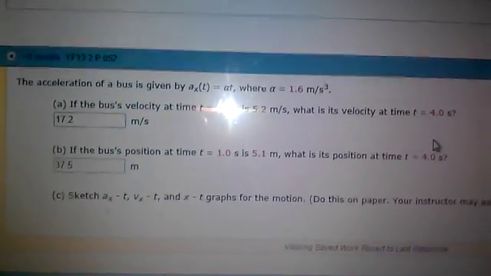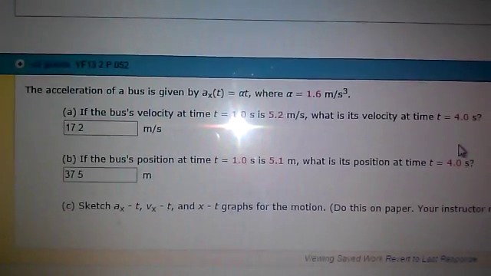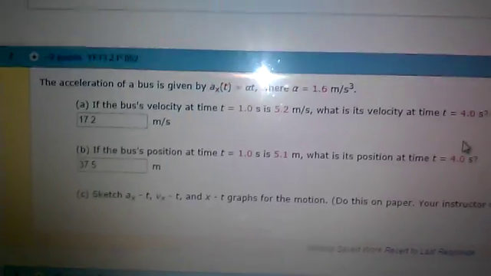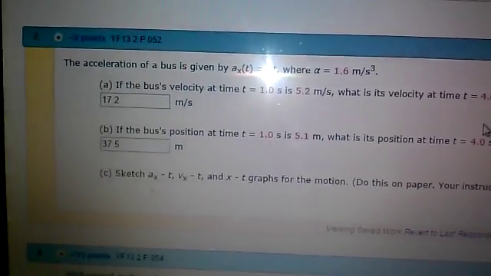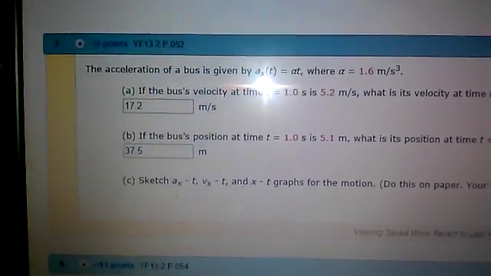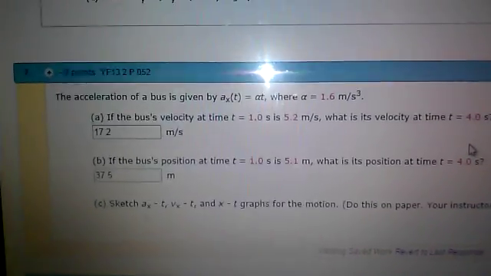Patel, and I am in Physics 223, and I will be talking about Homework 2 Problem 7, which is about the acceleration of a bus. We were given a function and the rate of acceleration for that bus, which is 1.6 meters per second cubed. The function there is alpha t, where alpha is 1.6 meters per second cubed.